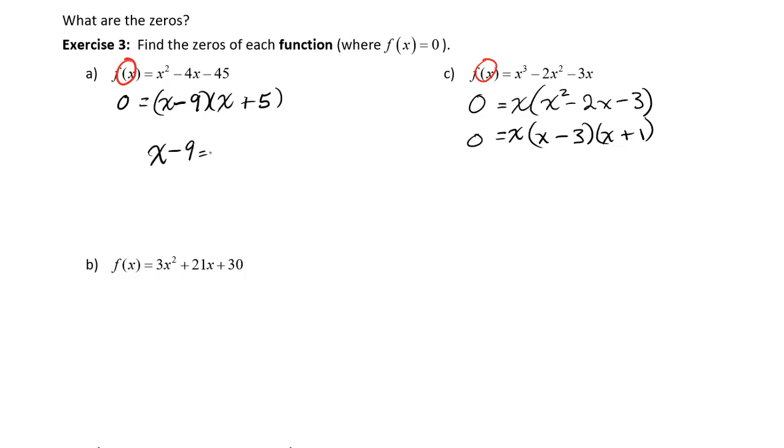X minus 9 equals 0, so x equals 9. X plus 5 equals 0, so x equals -5. Those are my two solutions, or zeros, of the function. Now this second one here that I worked out has 3 factors, so we have to set all 3 factors equal to 0.